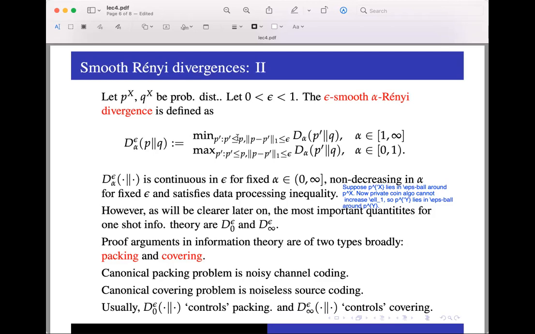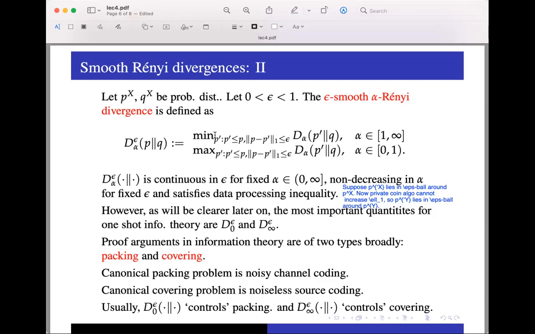Doesn't matter, one can still define the Renyi divergence D alpha of P prime with respect to Q, same definition as before. Okay. So now what I do is that I try out all P primes less than or equal to P, with the caveat that P prime is in the epsilon ball around P, that is this. For such candidate P primes, I evaluate the divergence and I minimize over all candidate P primes. So this minimization gives me a real number, and that real number is the value of the smoothed alpha Renyi divergence.